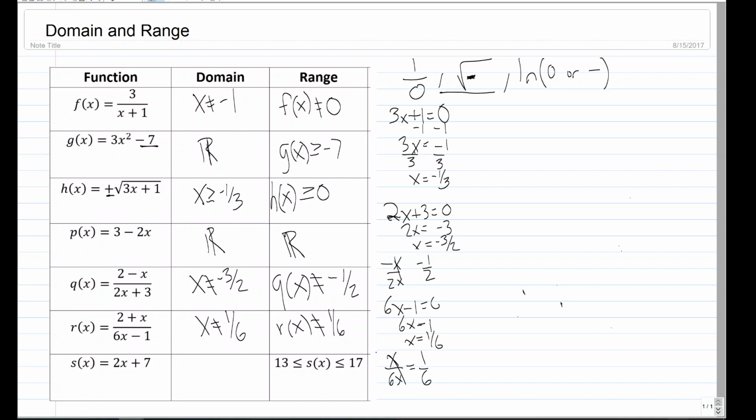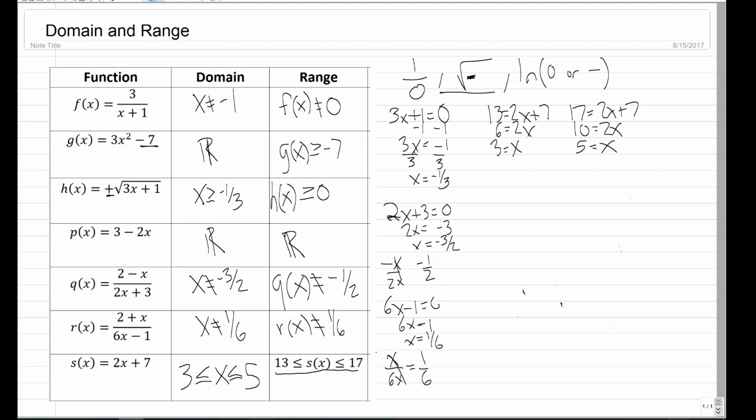Not so bad. Alright, our last case is one with a constrained range ahead of time. It's telling us the output values are always between 13 and 17. So all we have to do is solve for what the value of x is when s of x is 13 and 17. So over here on the right, I'm going to set 13 equal to 2x plus 7 and 17 equal to 2x plus 7. So 6 equals 2x and 10 equals 2x when I subtract 7 from both sides. And x equals 3, 5 equals x. So we're between 3 and 5, and I just say that.